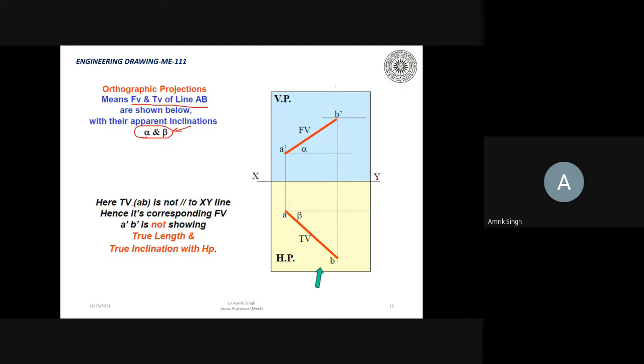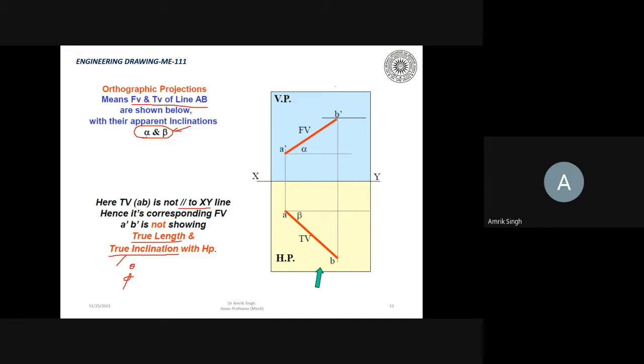Here the top view AB is not parallel to XY. Hence, correspondingly, front view AB is not showing the true length. So there are two words, true length and true inclination. True inclinations were theta and phi, and true length was the original length of the line. ठीक है? समझ में आया?